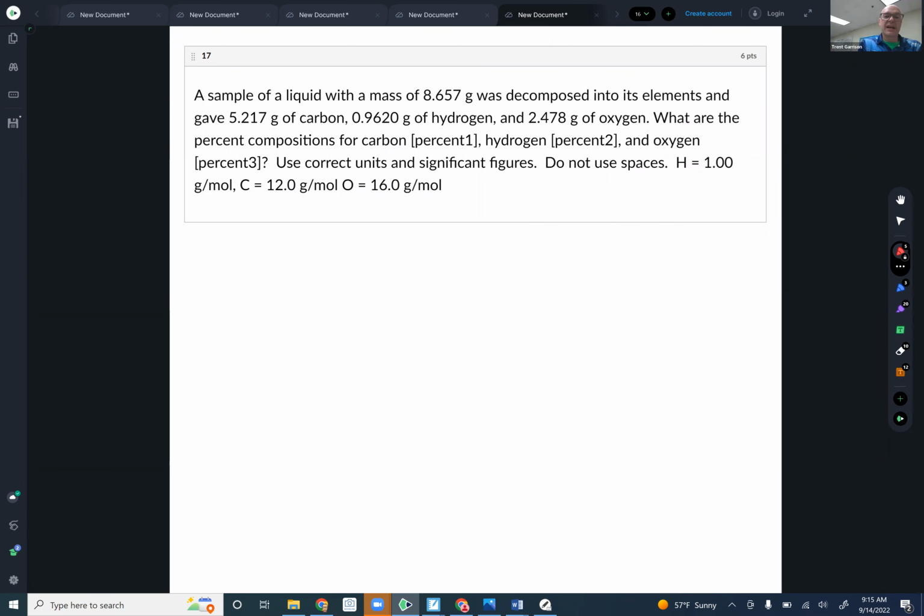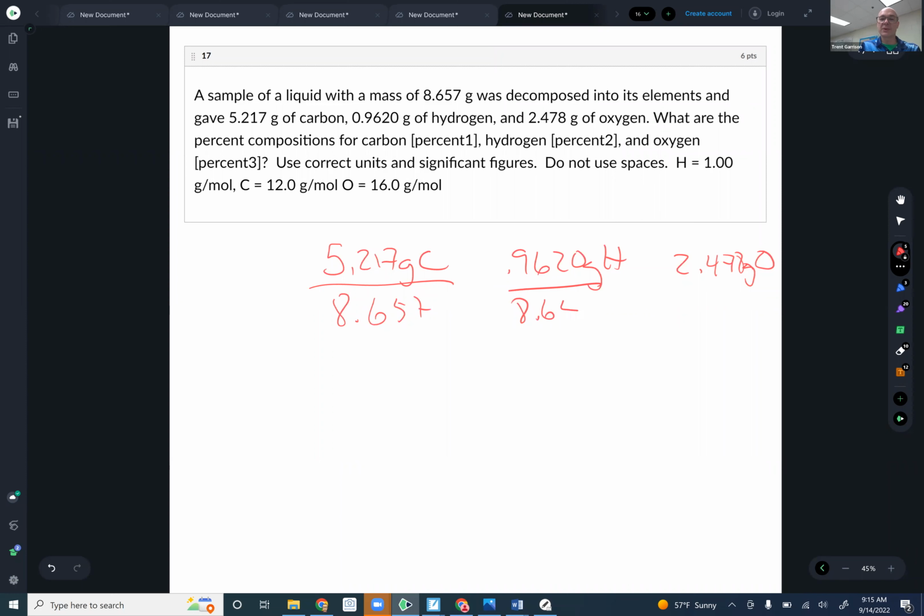That's the nice thing. It has a mass that was decomposed into its elements, giving 5.217 grams of carbon, 0.9620 grams of hydrogen, and 2.478 grams of oxygen. They're asking what the percent composition of each one is. All you have to do is take the given amount and divide it by the total weight I already calculated for you. Individual divided by part.